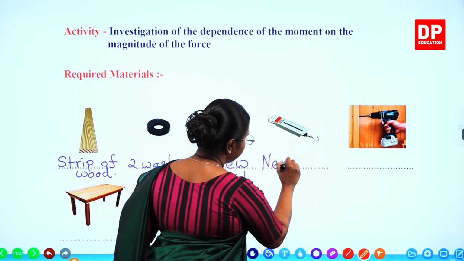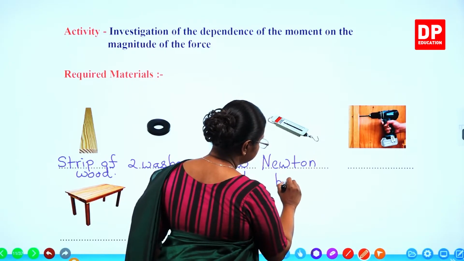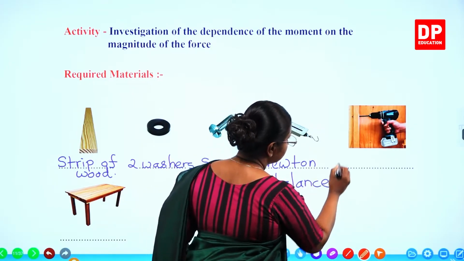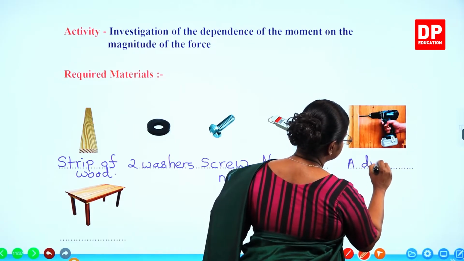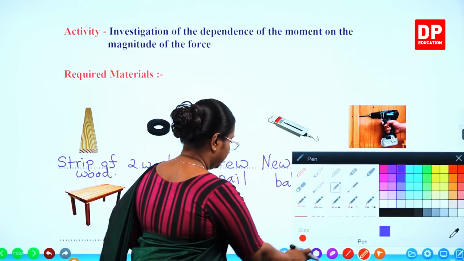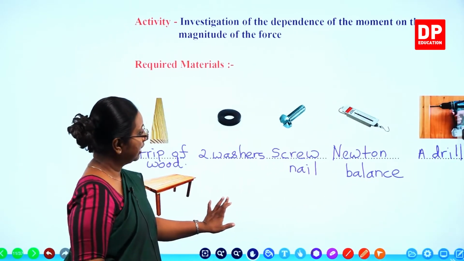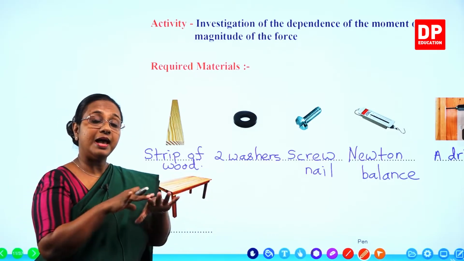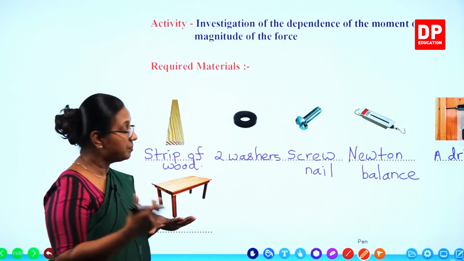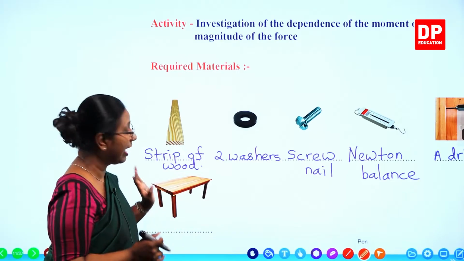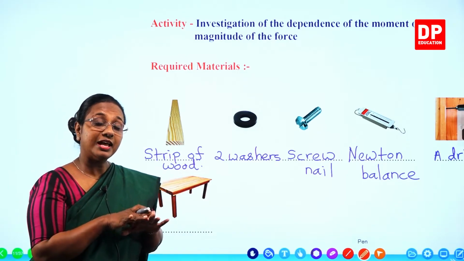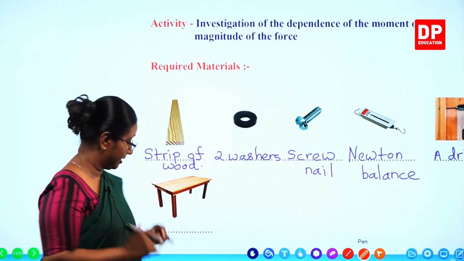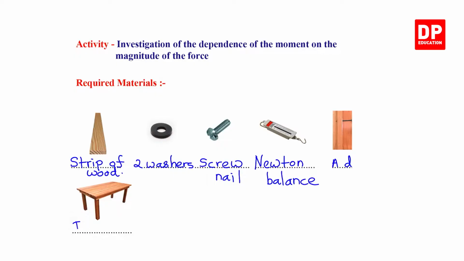Then we need the Newton balance, a drill, and then to fix everything, to keep the setup and observe how the rotation occurs, we need to have a table, or you can even have a plank of wood on top of the table.